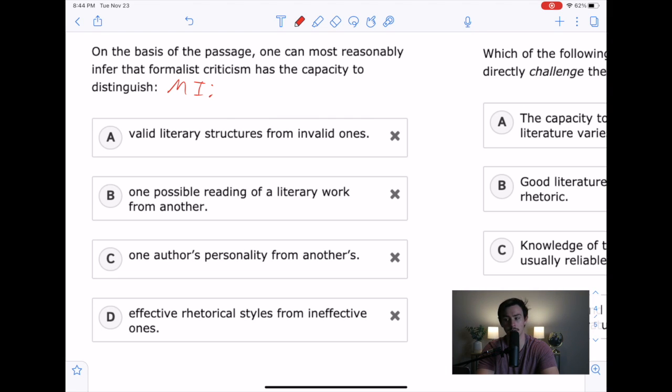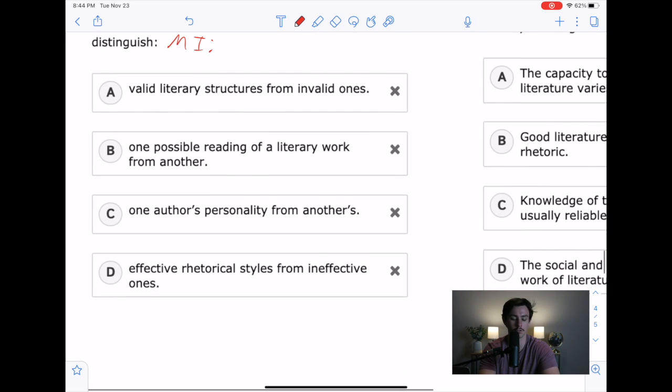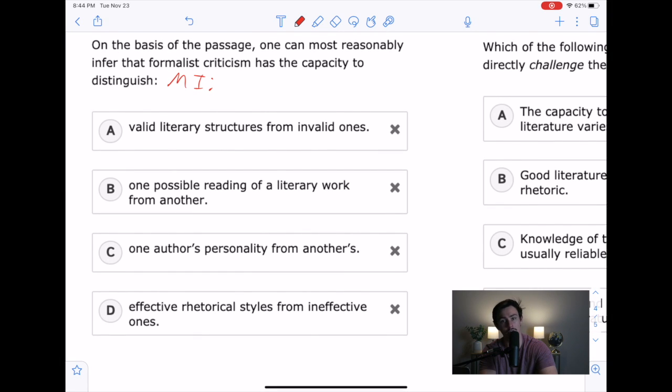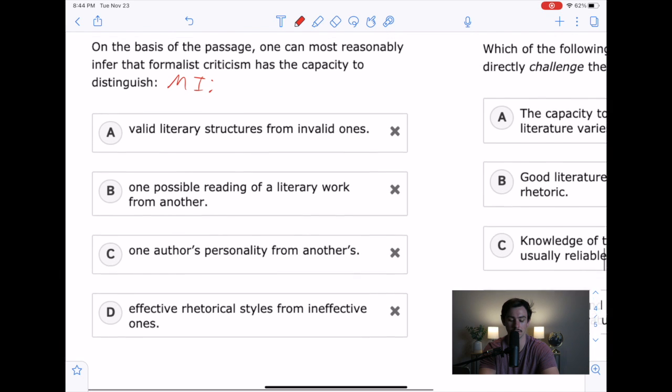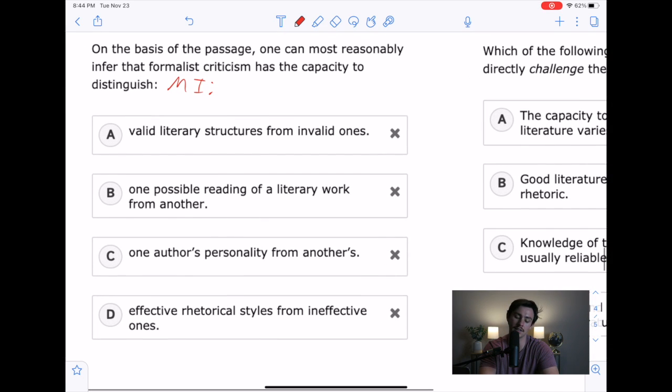B says one possible reading of a literary work from another. I don't love B, because we are assuming an ideal reader, so we really shouldn't be thinking about that. One author's personality from another's. We're not really taking the author into account, so maybe not C. And then D says effective rhetorical styles from ineffective ones. Okay, if you're thinking, how the heck are these two different? I'm thinking it too. And whenever I was first taking this passage, I was thinking that too. I don't really know the difference between literary structure and rhetorical styles. I'm sure there's a difference. I'm just too ignorant to know it.